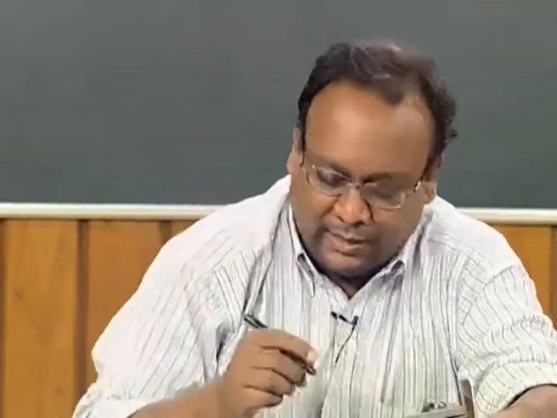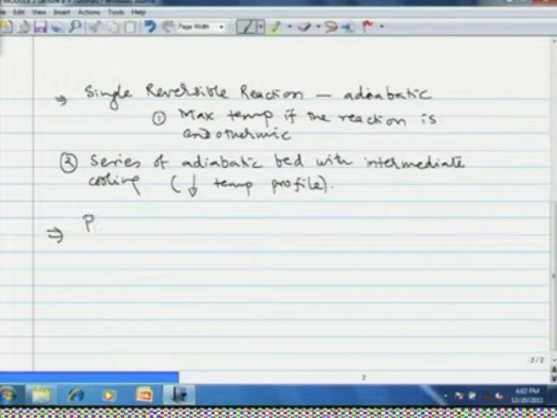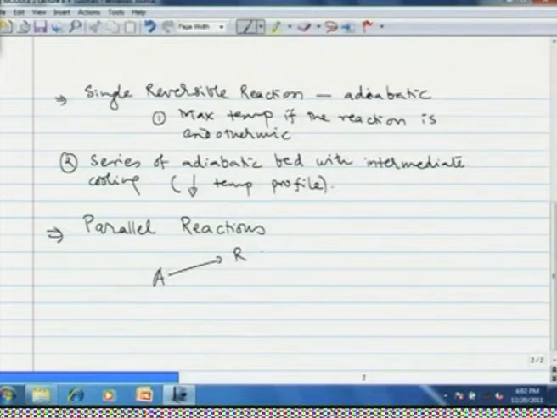Now, these are the guidelines in perhaps the luckiest situation when you have a single reaction, whether reversible or irreversible. But in most of the cases, you will have multiple reactions. Now, let us consider a case of parallel reactions. The reaction that we take is A goes to R, which is the desired product, and A goes to S, which is the undesired product.